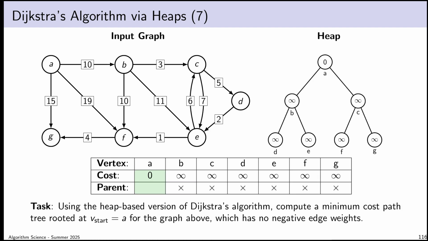I want to finish off with just a couple of examples of the heap-based implementation of Dijkstra's algorithm. So this functions on the left-hand side as just another practice input for Dijkstra's algorithm, but hopefully it also illustrates the way that the heap works. Okay, so using the heap-based version of Dijkstra's algorithm, compute a minimum cost path tree rooted at vertex A in this graph, and notice that the graph has no negative edge weights.